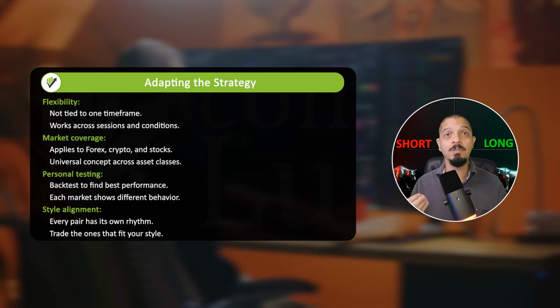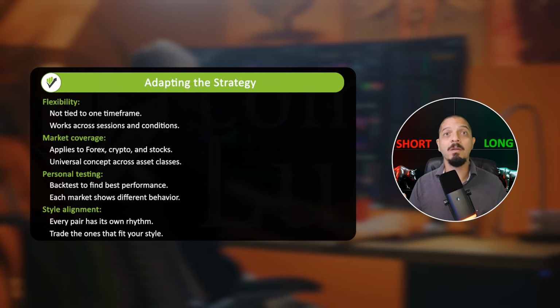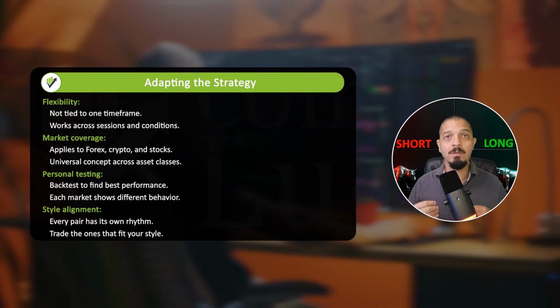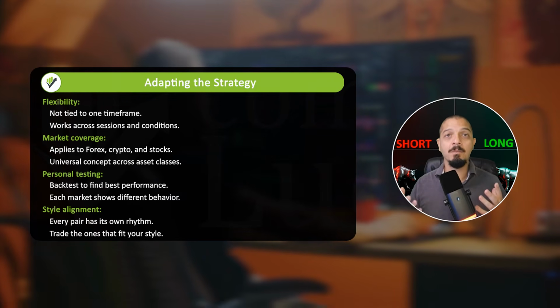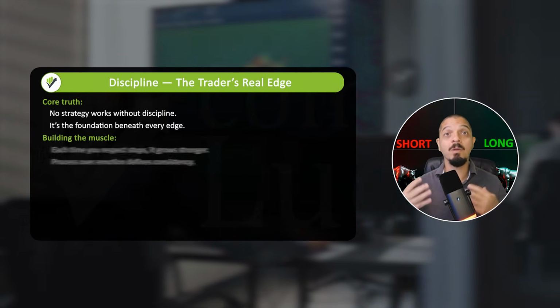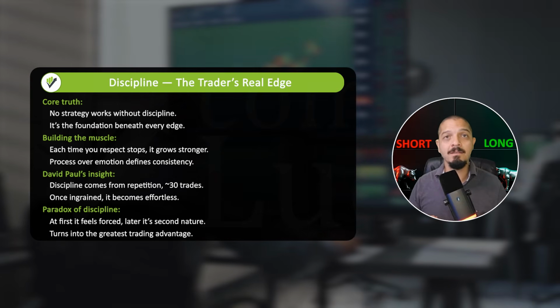It works across markets, forex, crypto, stocks, but it's up to you to backtest it and see where it performs best. Every pair has its own rhythm, so find the ones that fit your style. But no strategy can perform without one critical factor: discipline.